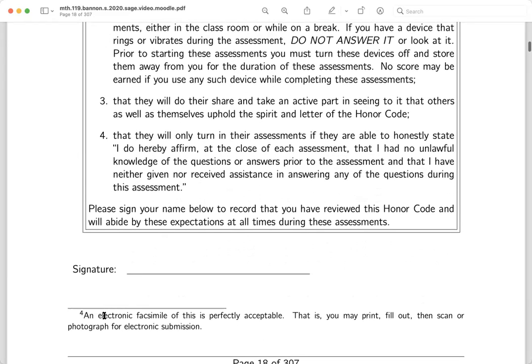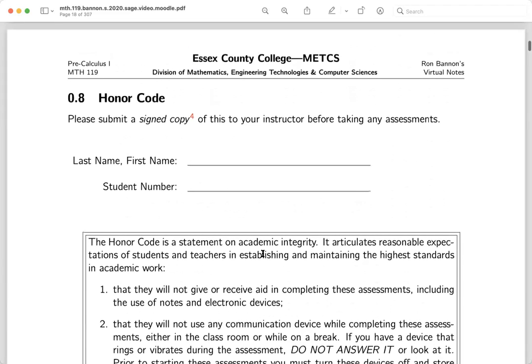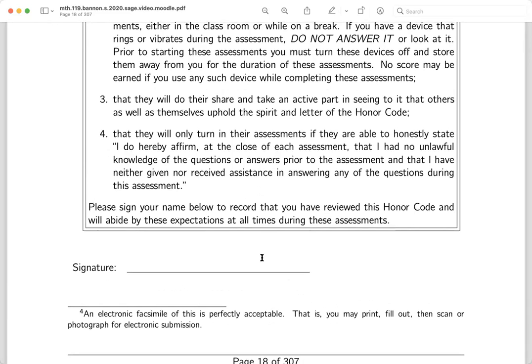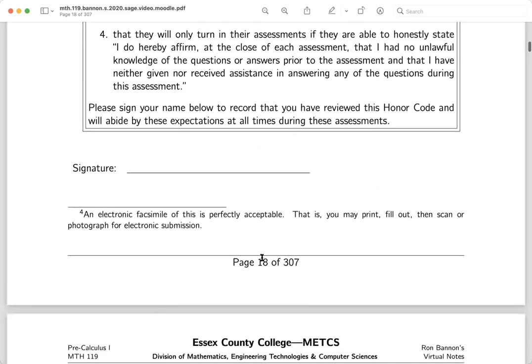And what does it say? An electronic form of this is fine. So what do you mean by you print it out, fill out the information? What information? Last name, first name, yes, use your real name. Student number, yes, use your student number. Sign it. You should have a signature. And then what you're going to do is you could scan it or you could take a picture of it, but you need to submit it electronically.